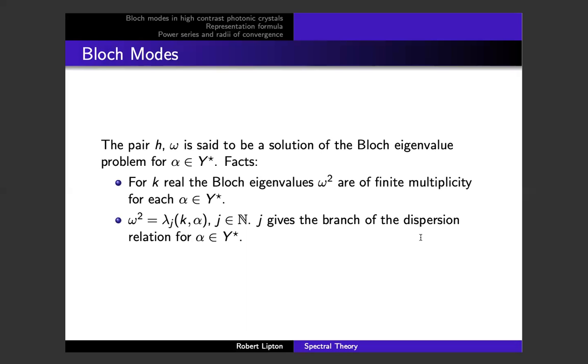So when the frequency is related to the eigenvalue lambda j, then we actually have a Bloch wave propagating through at parameter alpha, which is basically the direction of the Bloch wave. And so we have a continuous spectra. For each j, we run through all alphas in Y star, and then we take the next branch, which is the next value of j, et cetera.